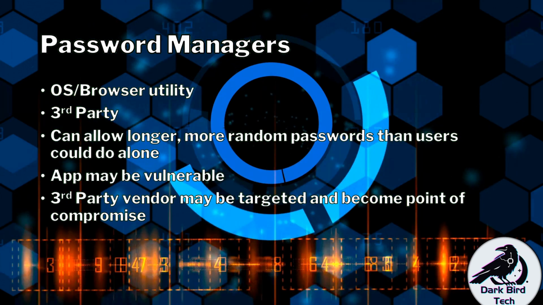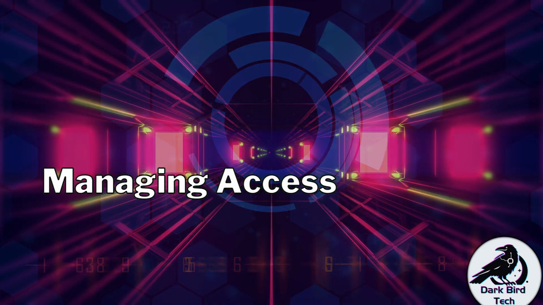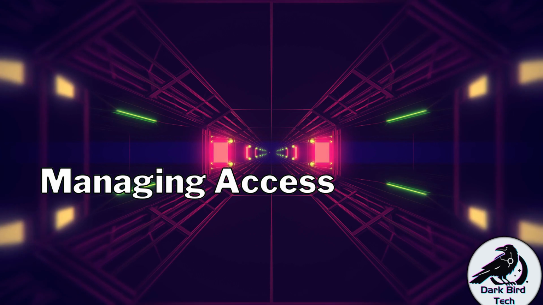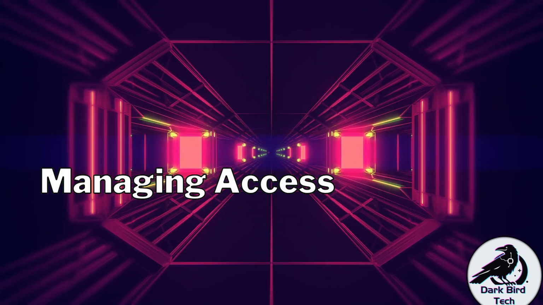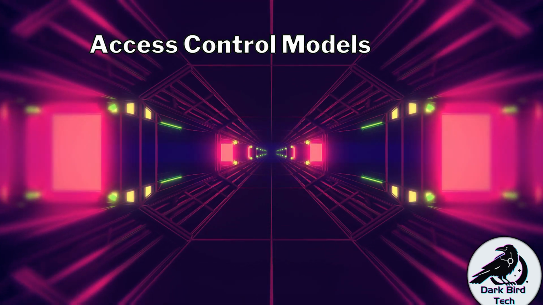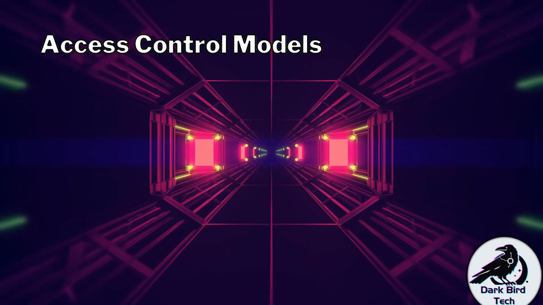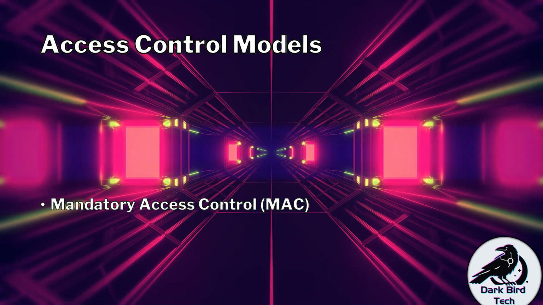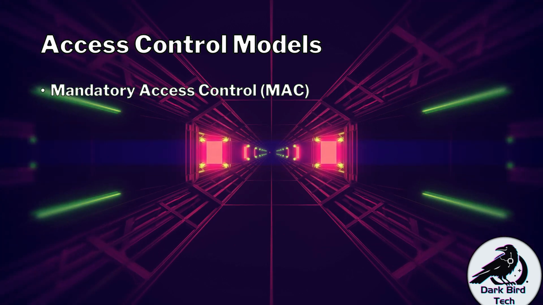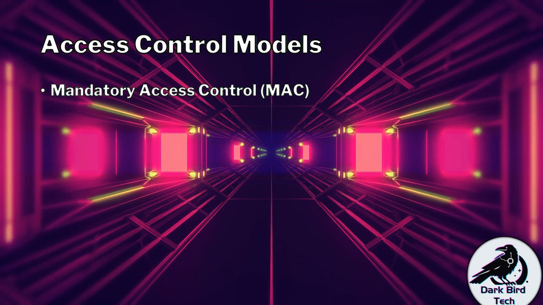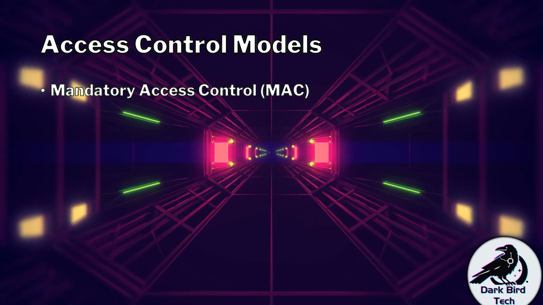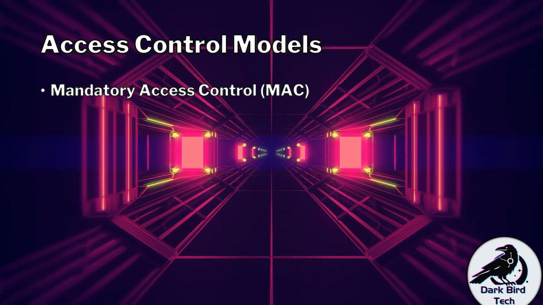Now let's talk about what we can do with that authentication: managing how people access things. So when it comes to that, we have the following access control models to work with. The first one is something called mandatory access control, or MAC. Now, if you're thinking, hang on, that's like saying a MAC address, for media access control, in networking.